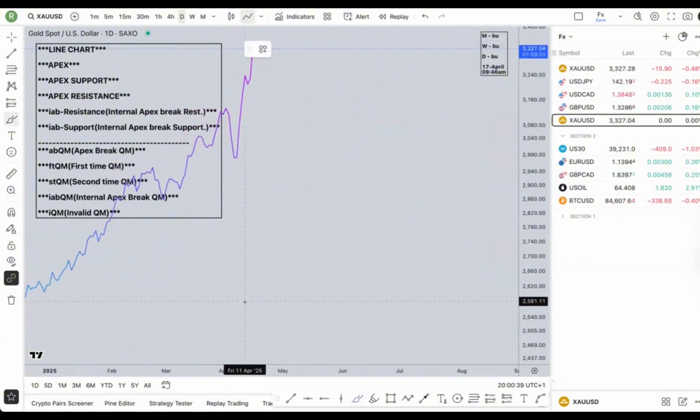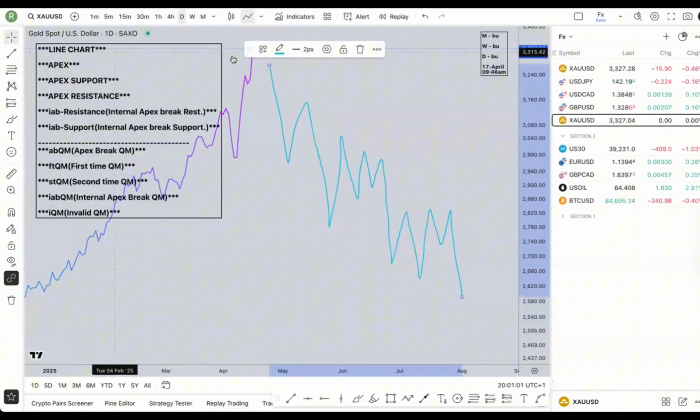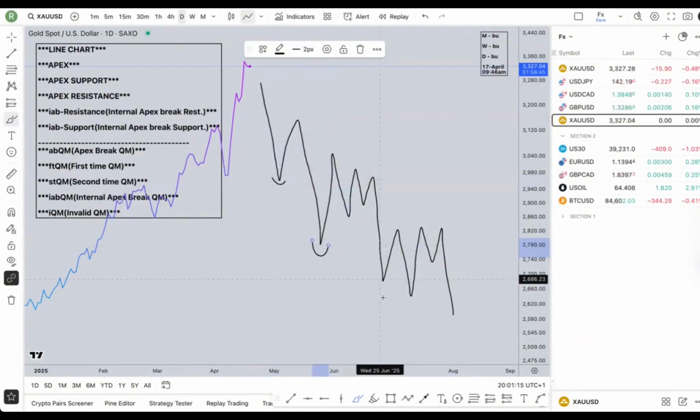So if I want to mark my apex supports, if I have something like this, these are my supports. These are my swing supports. External swing supports. These are apex supports. This is another apex support, and this is another apex support.